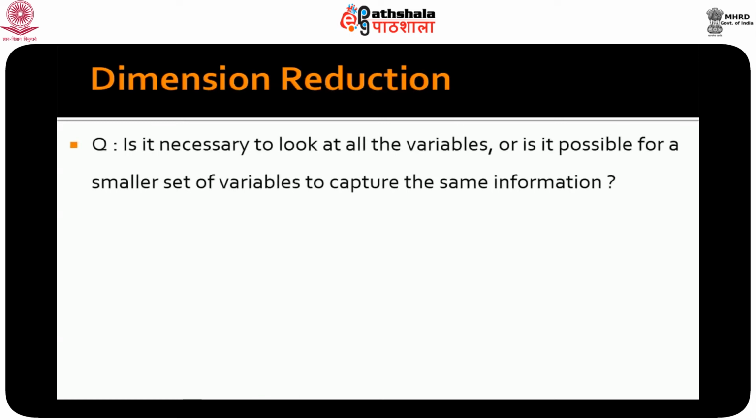Let us begin by looking at what dimension reduction really means. It means that we ask the question whether it is necessary to look at all the variables, or is it possible for a smaller set of variables to capture the same information. This happens when you have a very large set of variables, and then we would not like to work with too many variables because it makes the study cumbersome, and the other thing is that interpretations become very difficult. So, you want to select a smaller set of variables.